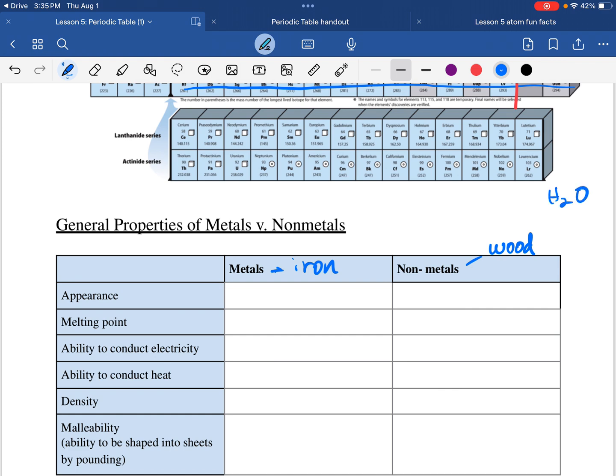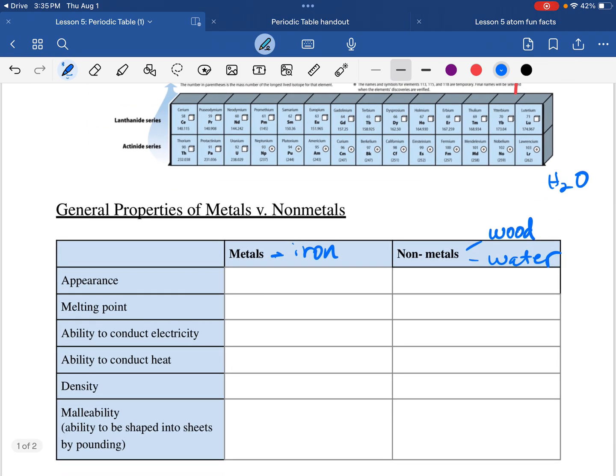Water is made of hydrogen and oxygen, H2O. So water would be non-metal elements combined together. So let's think about the appearance of metals. So in general, metals are... Metals are shiny.